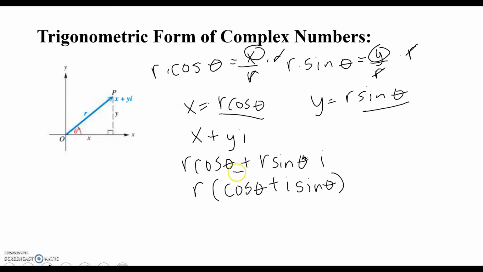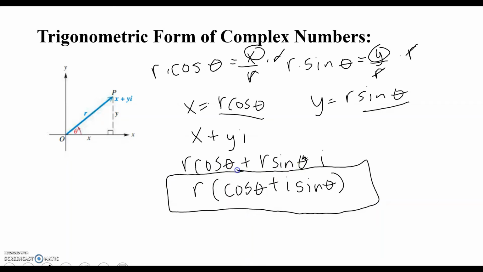And so this here is the trigonometric form of a complex number: r times cosine of theta plus i sine of theta, where r is the magnitude or the length of that vector, or the absolute value of the complex number, and theta is the argument of x plus yi, the resultant vector. This can also be abbreviated as r cis theta. Cis is just short for cosine theta plus i sine theta.